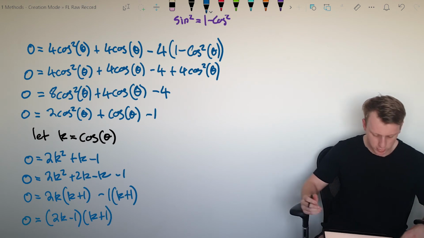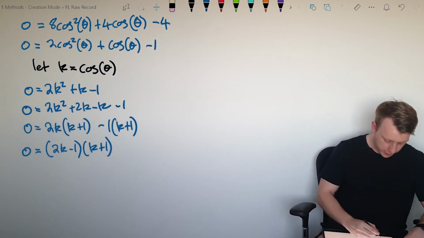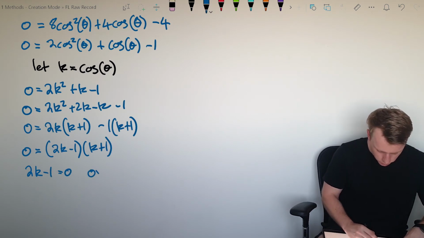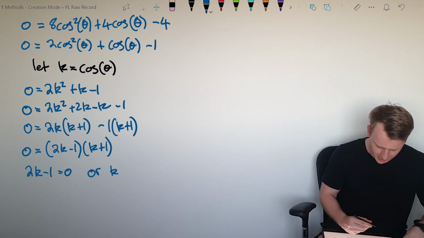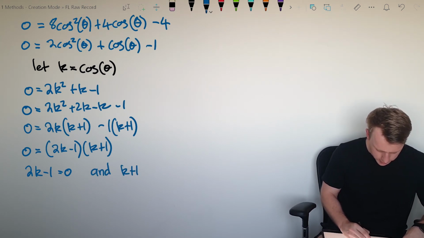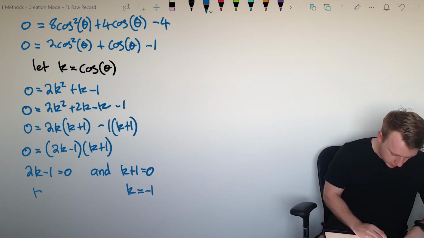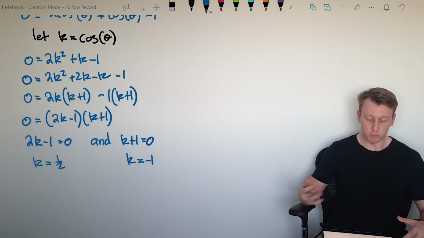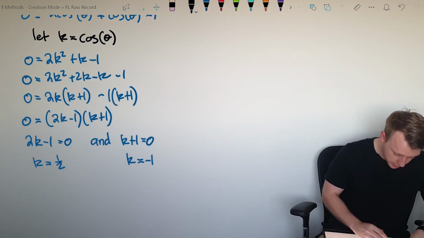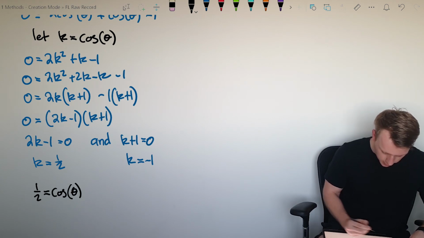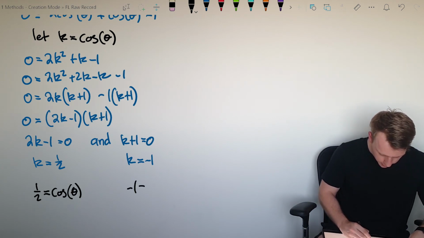That is factorized. By the null factor law, you would say that 2k minus 1 equals 0, and k plus 1 equals 0. That implies that k is equal to negative 1, and then here we'd have k equals a half. Resubstituting this back, what this means is we've got a half equals cos of theta, and we've got negative 1 equals cos of theta.